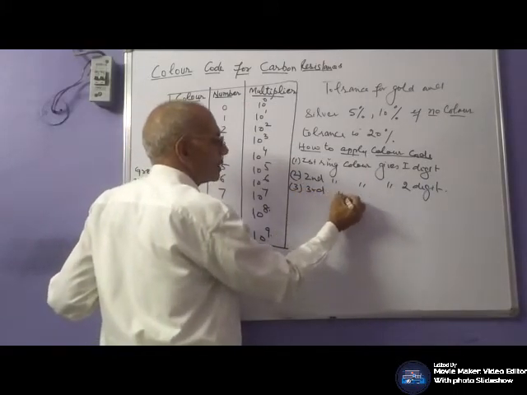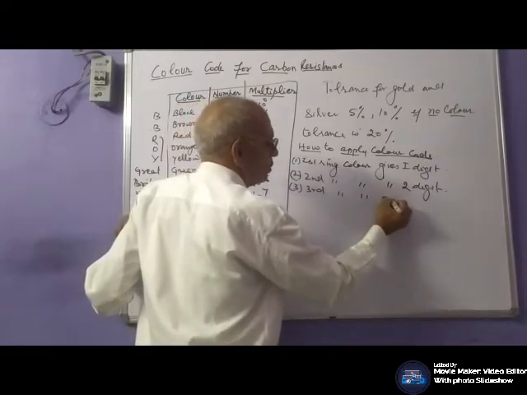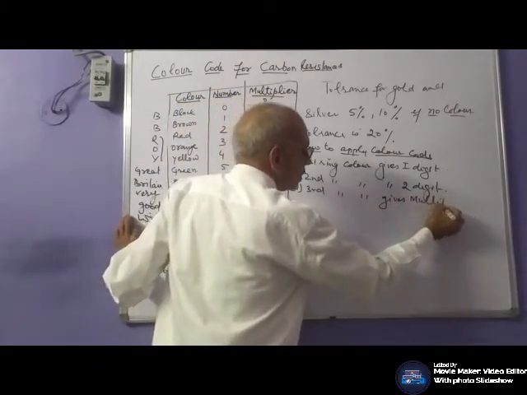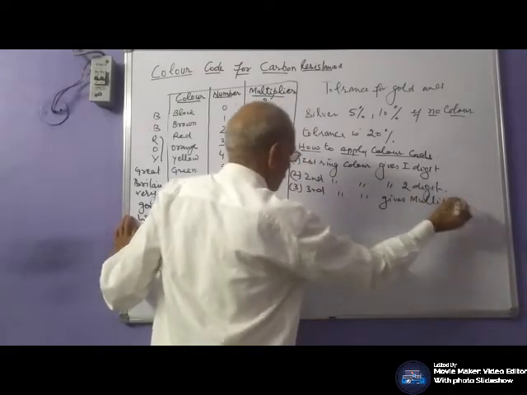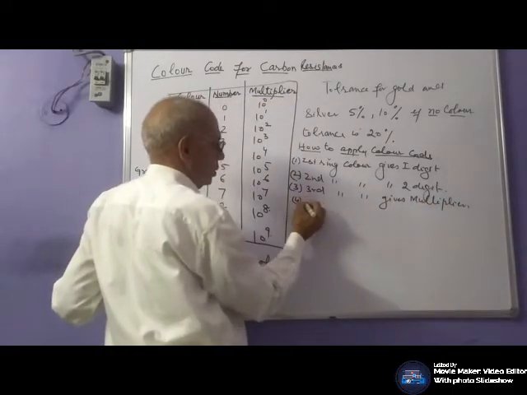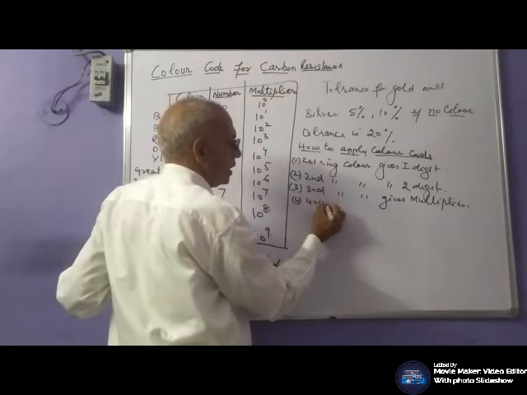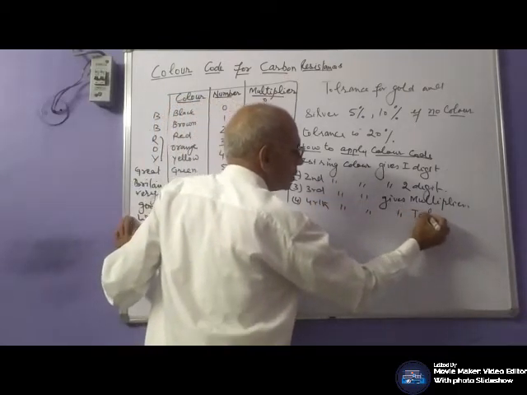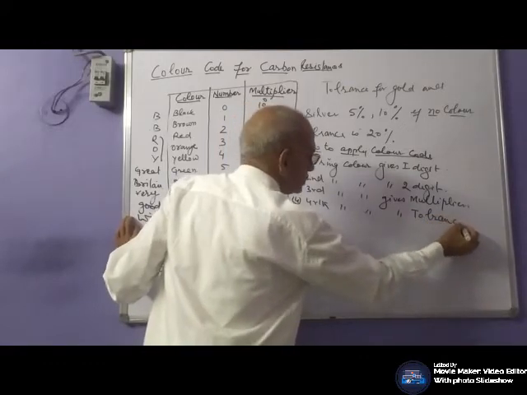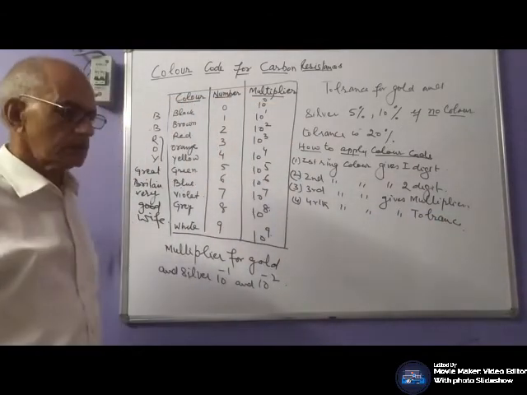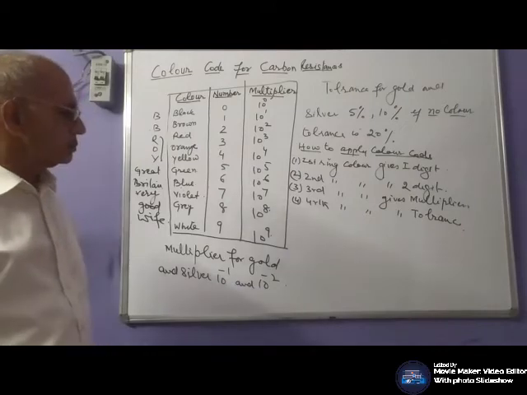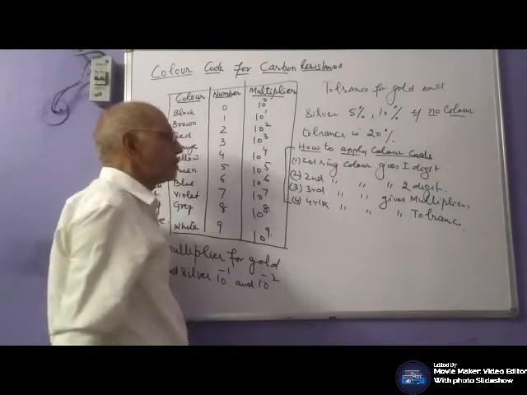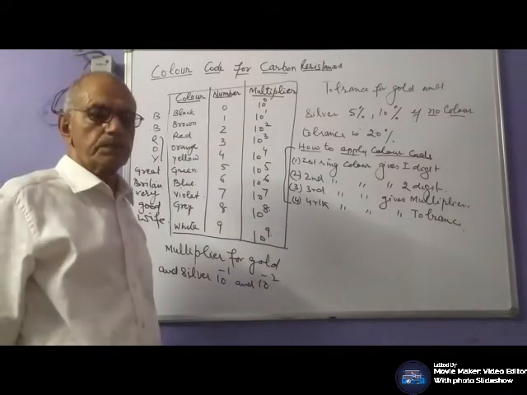Third ring color gives multiplier. Fourth ring color gives tolerance. How will we solve numericals by this?